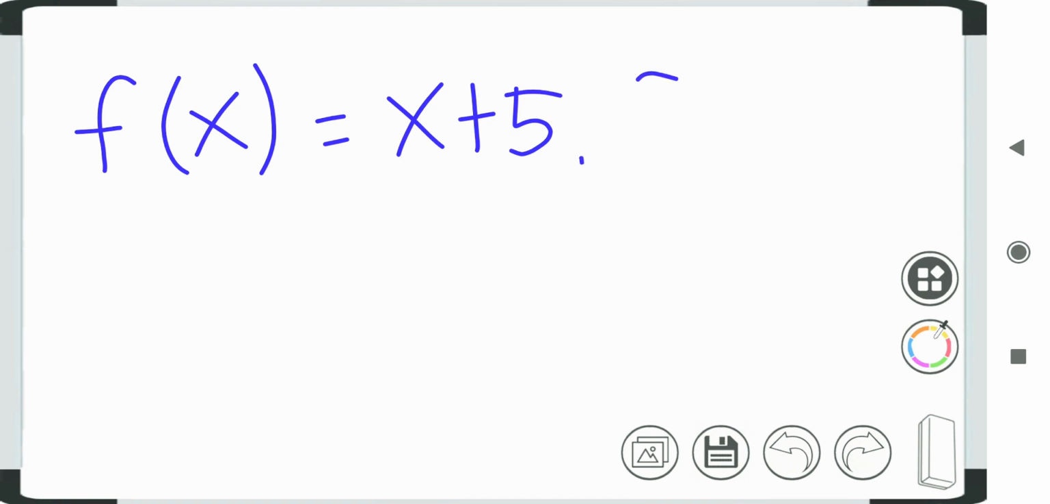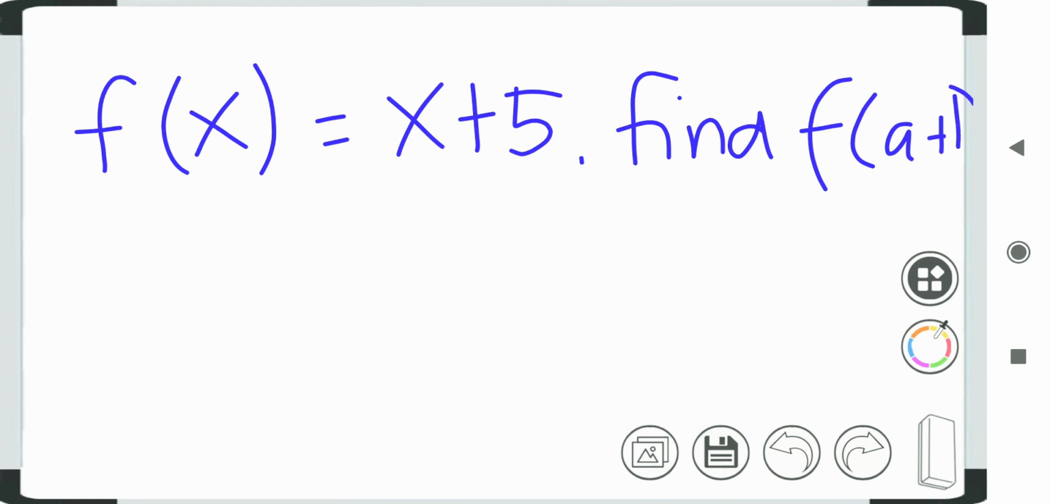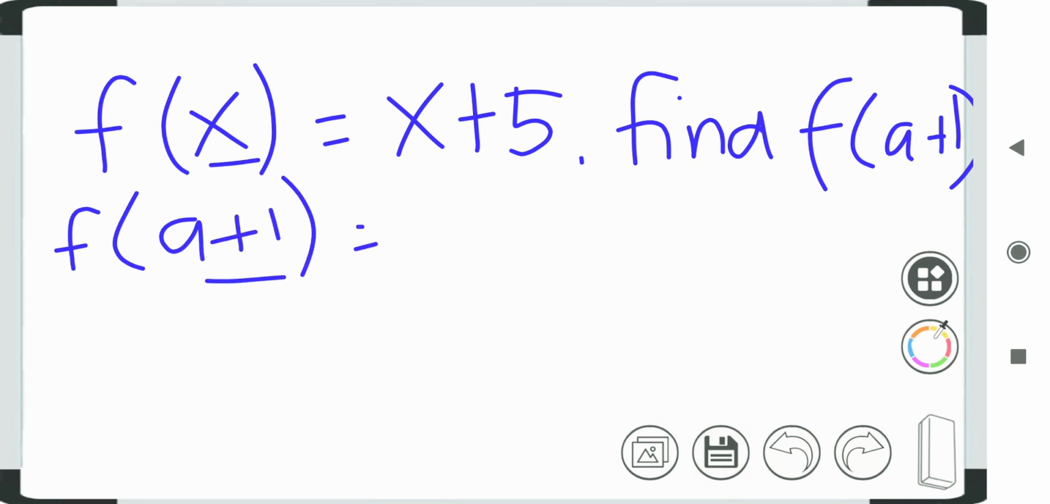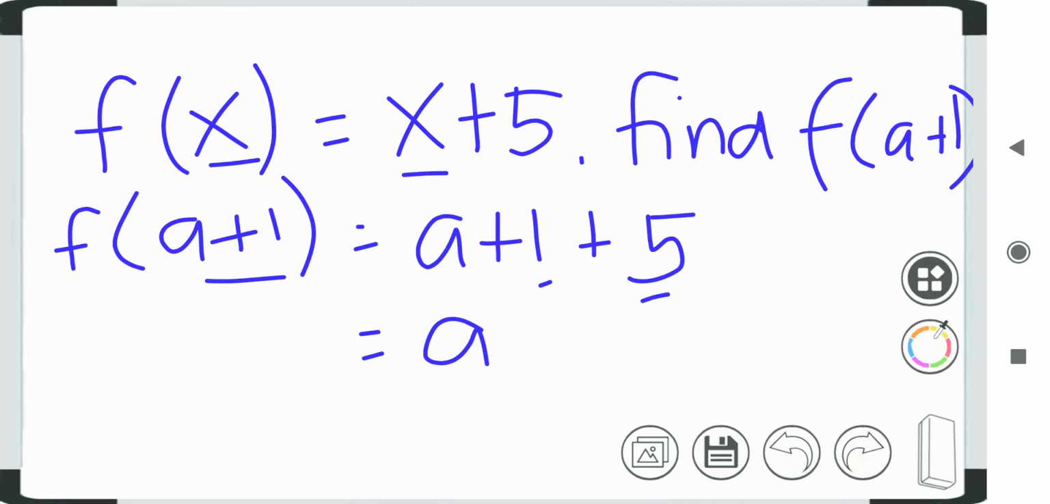And the last one, we have f of x equals x plus 5. And we're going to find f of a plus 1. Okay, so f of a plus 1 means we substitute x with a plus 1. So x will be substituted by a plus 1. Okay, then we copy plus 5. So we can further simplify 1 plus 5. So we copy a. 1 plus 5 is equal to 6. So that's a plus 6.